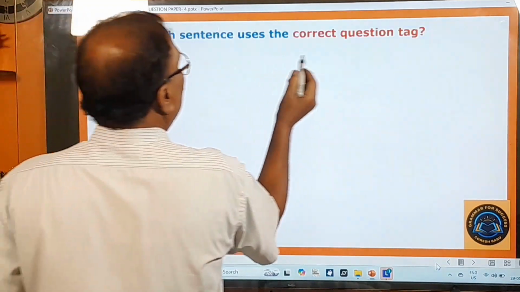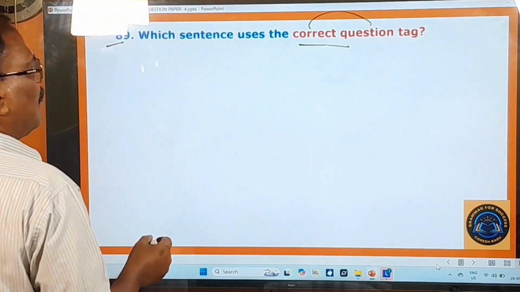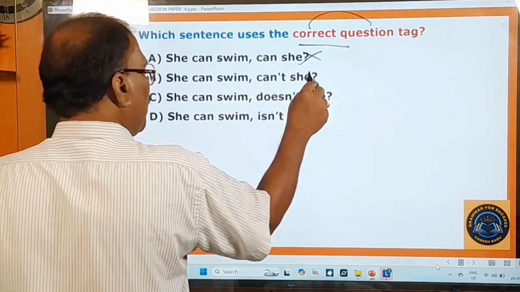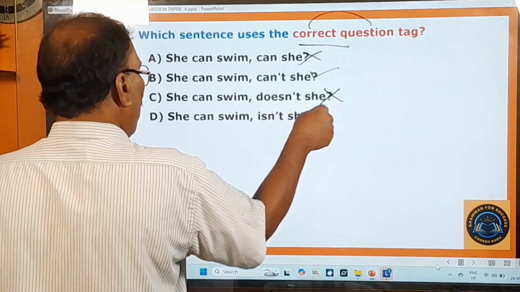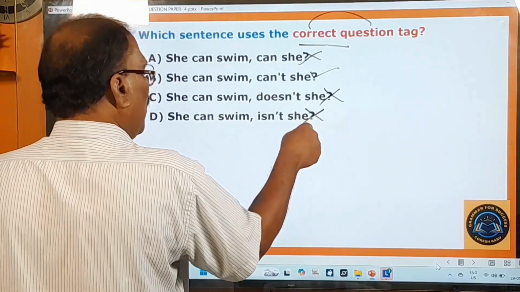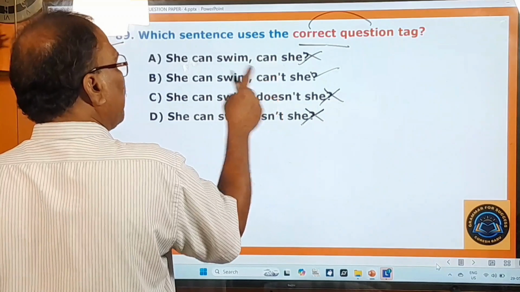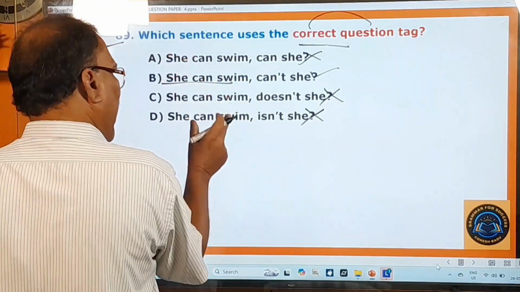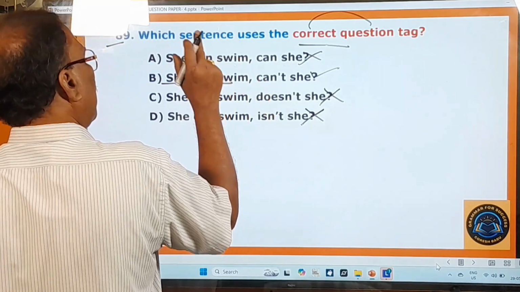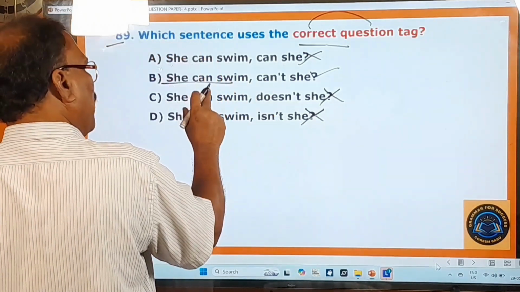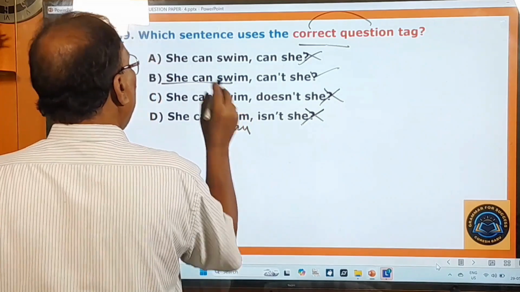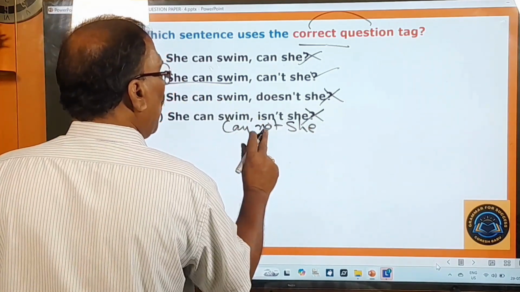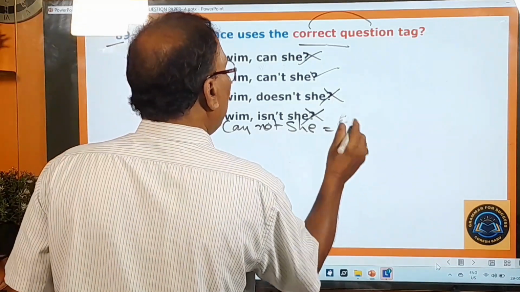89th question. Which sentence uses the correct question tag? Question tag. He can swim, can she? No. She can swim, can't she? Yes. She can swim, doesn't she? No. She can swim, isn't she? No. So this is only the correct question tag for this sentence, because this is a statement. Whenever you frame the question tag for such a statement, you must take the helping verb first, and then you must add not to that, and then you must make use of the pronoun: can, not, she. Then when it is abbreviated, that becomes can't she.